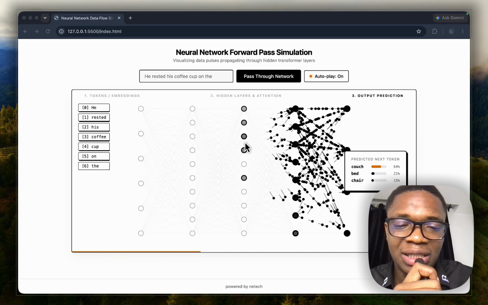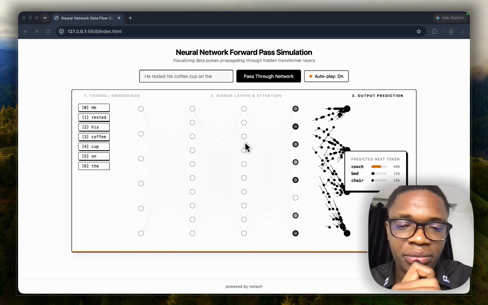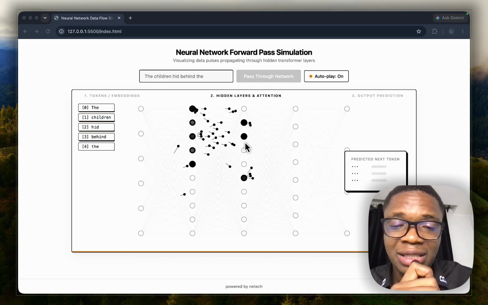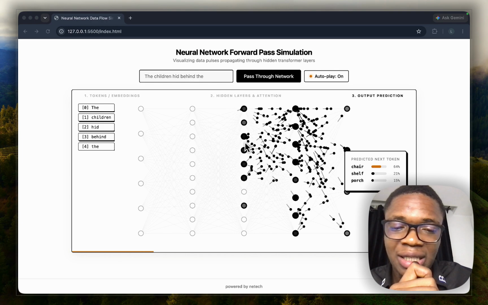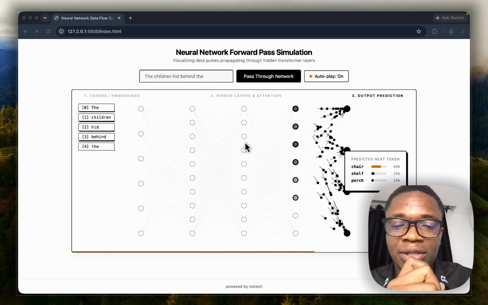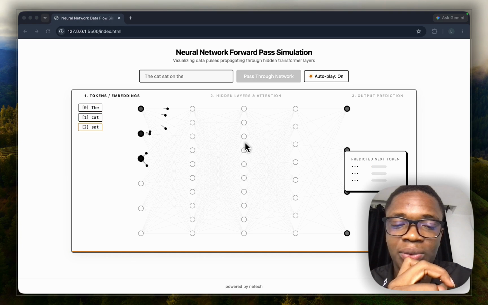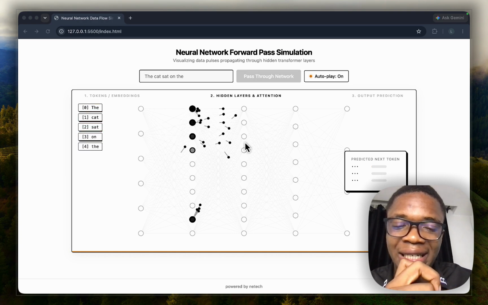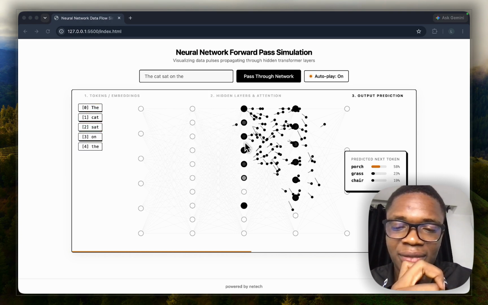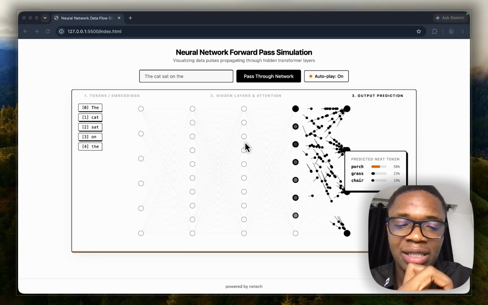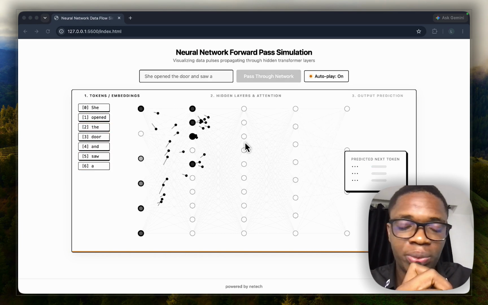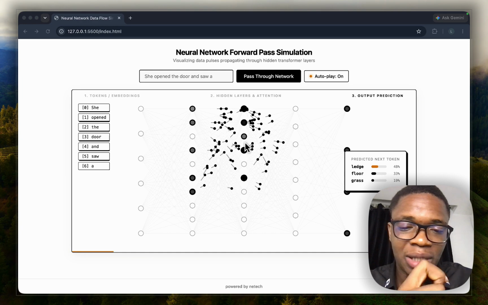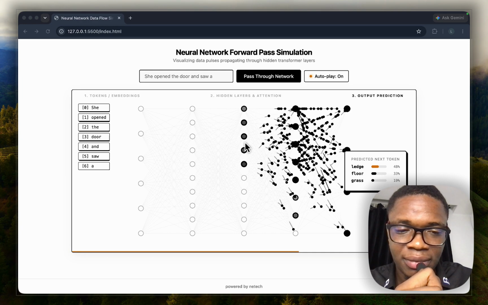Now the math happens in three straightforward steps. First, we calculate the match scores. The model compares the word's query vector against the key vectors for all words to produce the raw similarity scores.